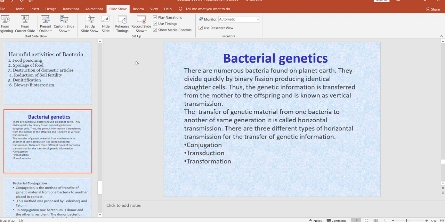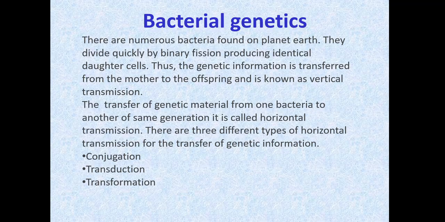Today, I am going to discuss bacterial genetics. As we have discussed earlier about binary fission in bacteria, in binary fission, the genetic material first divides, and after that, division of the cytoplasm also takes place, and the single bacterium divides into two daughter bacteria. This type of transfer of genetic material from mother to offspring is known as vertical transmission.